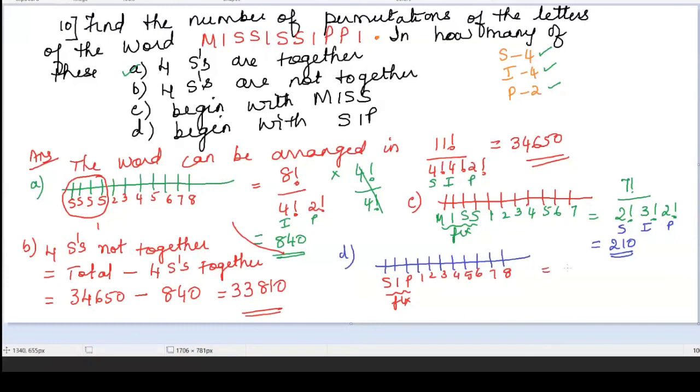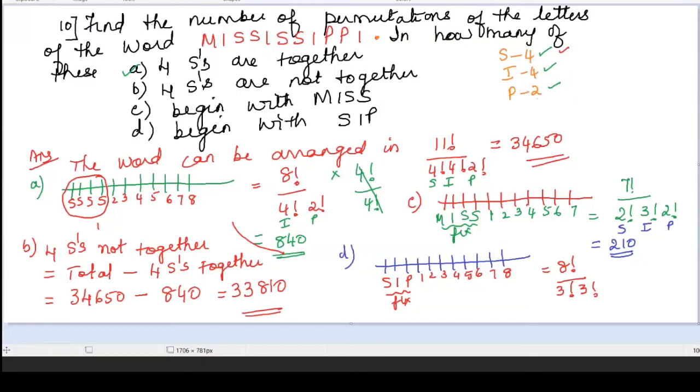So it is 8 factorial into. Now, yes, once again come here. S were 4. One S is fixed. So how many S remaining? 3. Okay. Next, I were 4. In that 1 is gone. So 3 more are there. Next, P was 2. In that 1 is gone. So only 1. When 1 is there, I am not going to write.